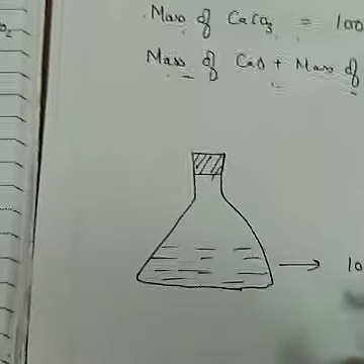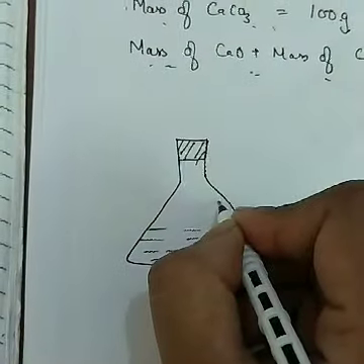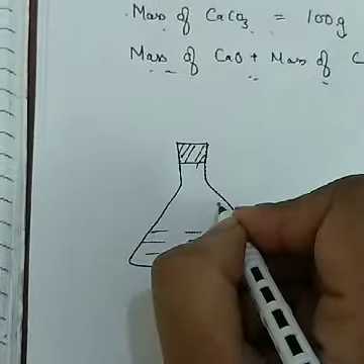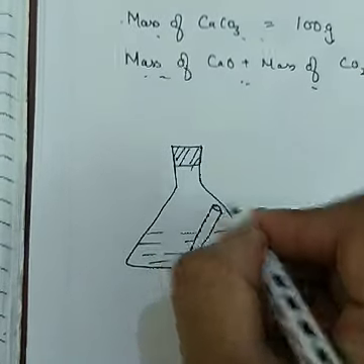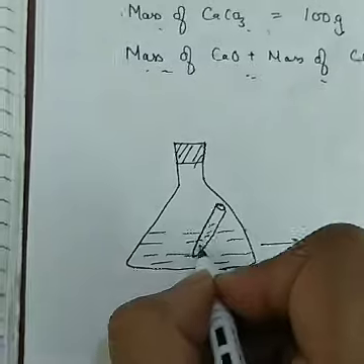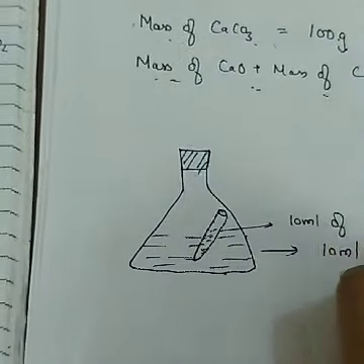And the solution of BaCl2 in a small test tube. I am taking the solution of BaCl2 in a small test tube. This test tube we are also placing in the conical flask. In this test tube we have taken 10 ml of BaCl2.